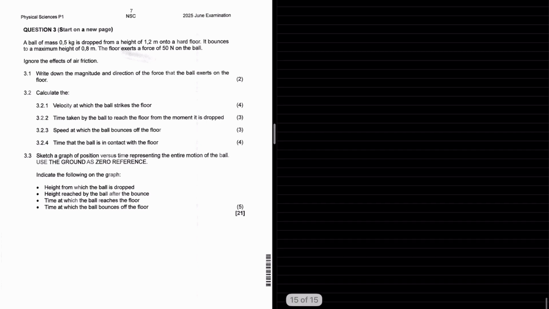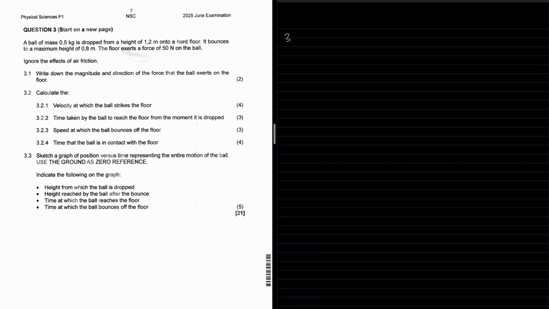And now question 3.3, the last question here. Sketch a graph of position versus time. So here and here, position, and then time here. And then we want to know the height from which it is dropped. So it's dropped from 1.2. It takes 0.49 seconds. So 0.49 here.